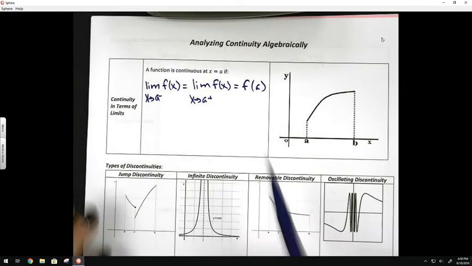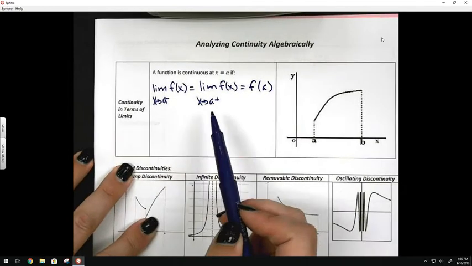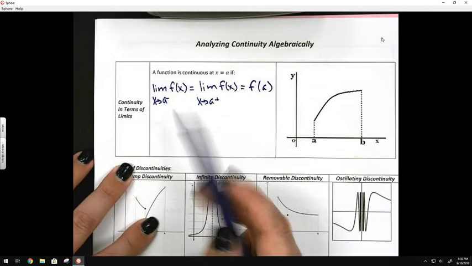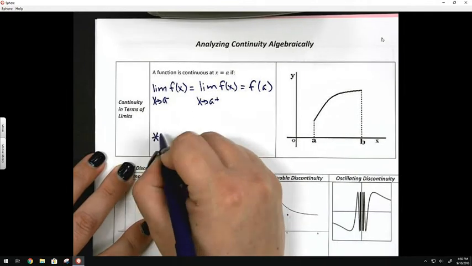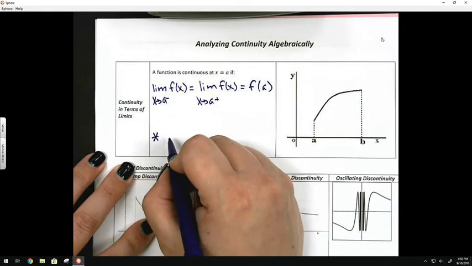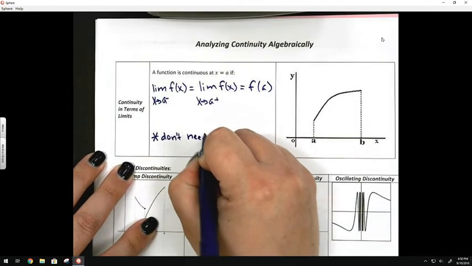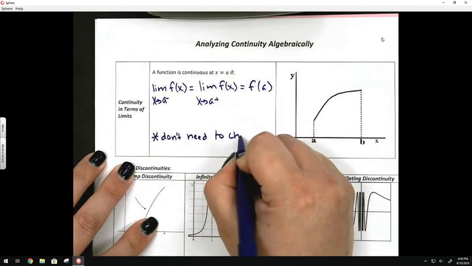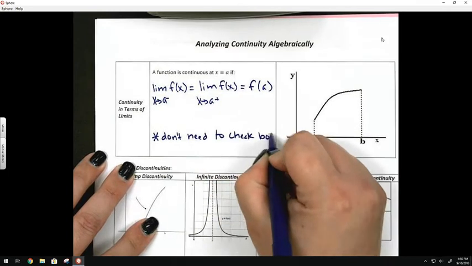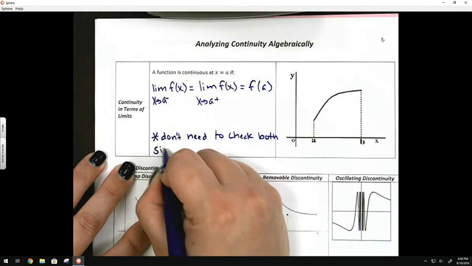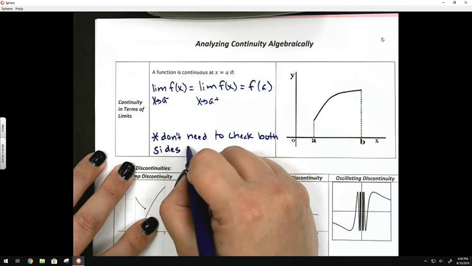All right. The only time we don't have to worry about the left and the right limit, though, is when we're looking at the endpoints. So we don't need to check both sides when looking at endpoints.